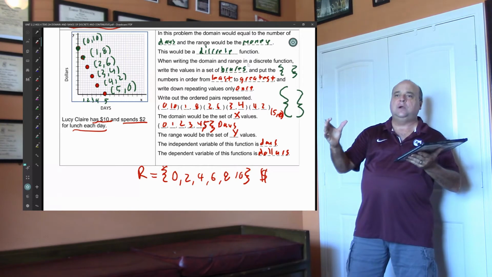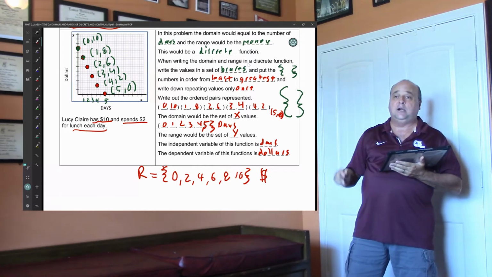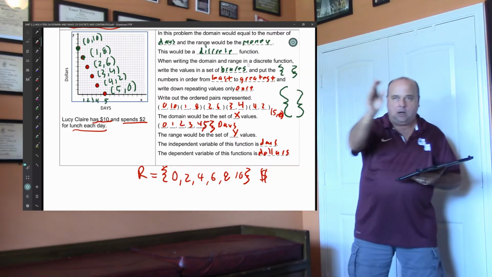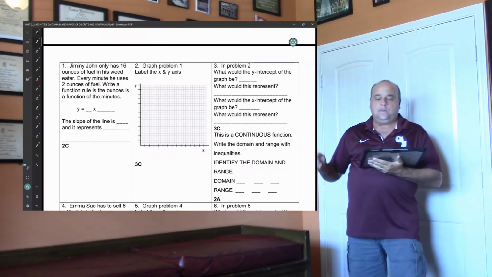Okay, and this is how you would write down the domain and range. So if it's a discrete function, you will not put the inequalities. You'll write down the actual ordered pairs. The x's are your domain, the y's are your range. Let's keep going.